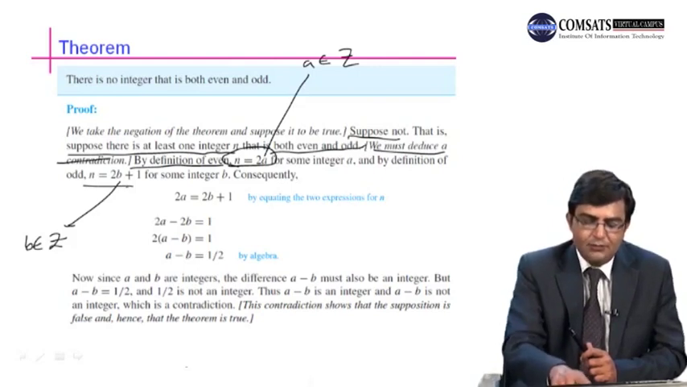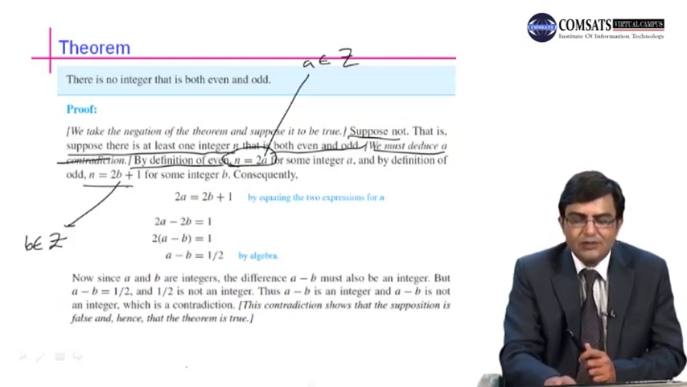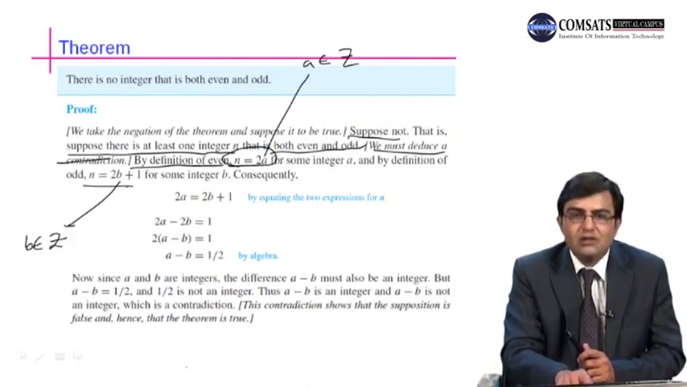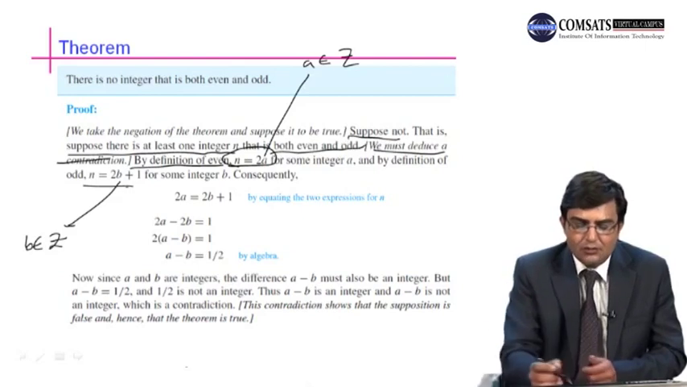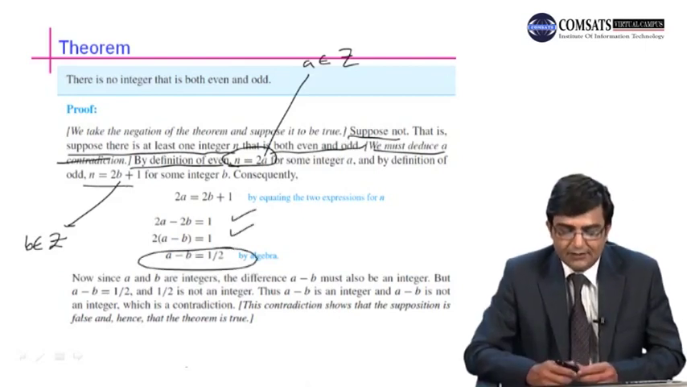If we take 2b to the other side, 2a minus 2b is equal to 1, and we take the common factor, 2 into (a minus b) is equal to 1. So a minus b is equal to 1 by 2. So we have used some already existing results in mathematics.